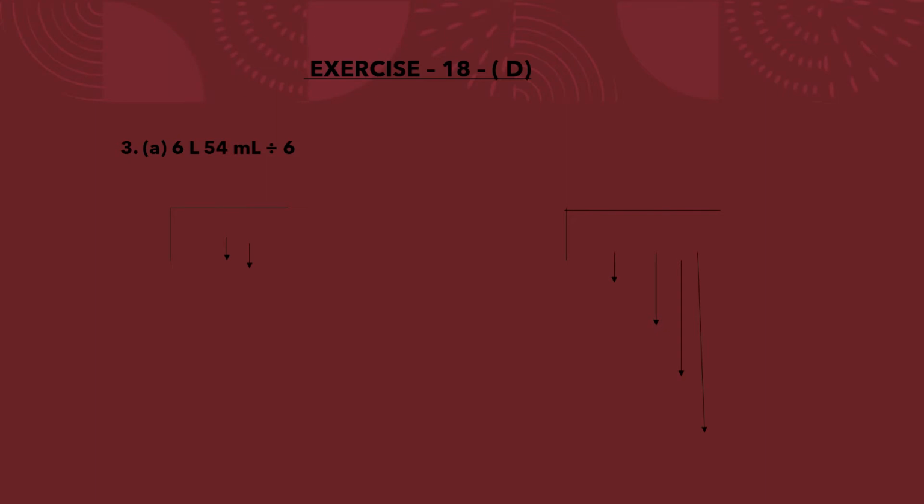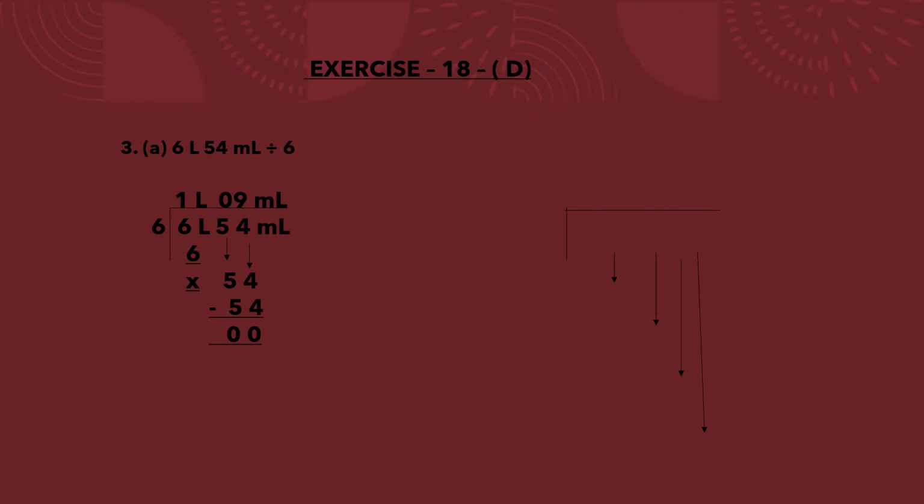Now see this question, third A part, 6 liter 54 milliliters divide by 6. Now 6 ones are 6. Subtract it, you will get 0. After that liter is written, write down liter above on the quotient also. The next number is 5. From the milliliter side, you have to copy down that number 5 below, and 5 is smaller than 6, the divisor. So it will not go.